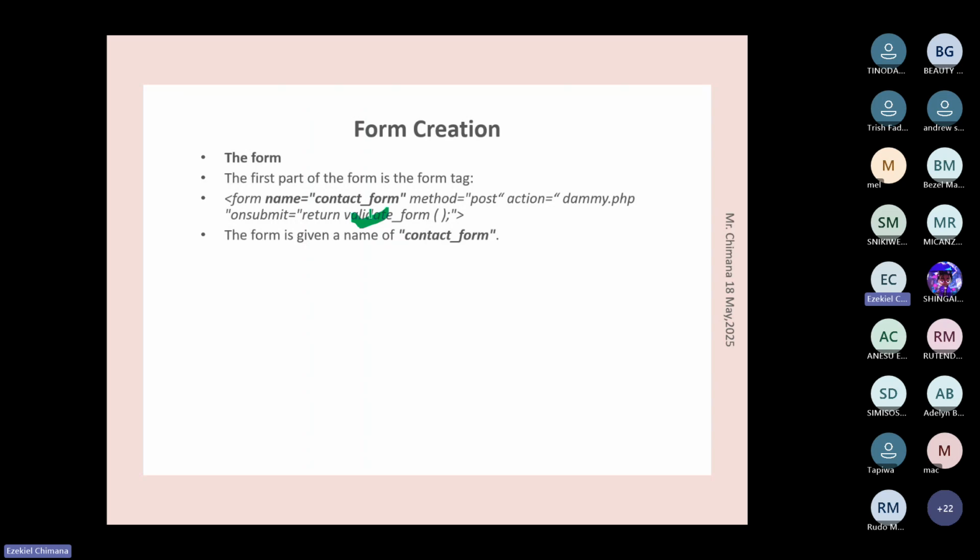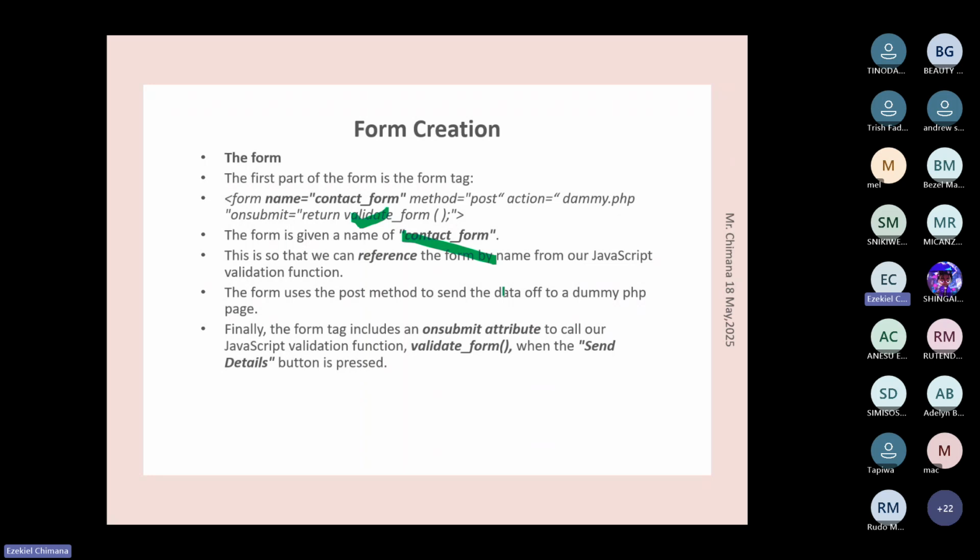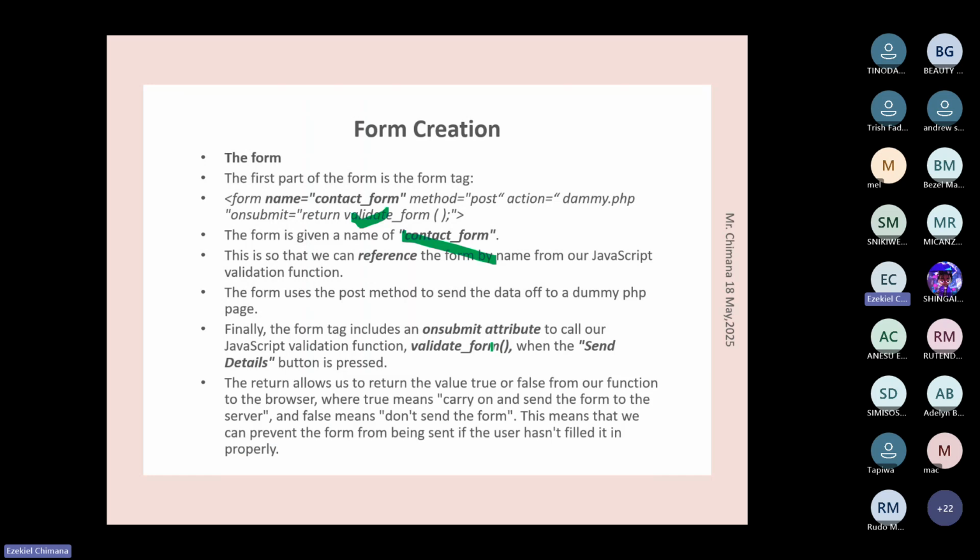All right, so the form is given the name conduct form, so that we can reference the form by name from our JavaScript validation function. Also, the form uses the post method to send the data off to a dummy PHP page. And finally, the form tag includes an onsubmit attribute to call our JavaScript validation function, validate form, when the send details button is clicked. So we need to have a send details button which will be of type submit.